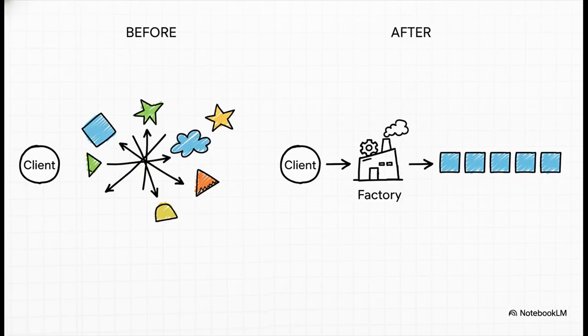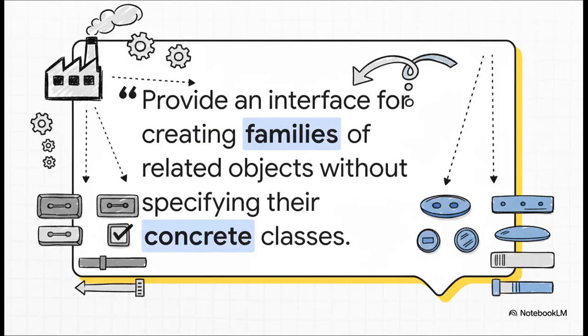The real solution here requires us to flip our thinking on its head. Instead of our client code creating all these scattered individual objects, we're going to introduce a powerful middleman, a factory. We're going to ask it to create an entire family of related objects for us, making sure they all match every single time. And this leads us straight to the classic definition from the Gang of Four, the folks who literally wrote the book on design patterns.